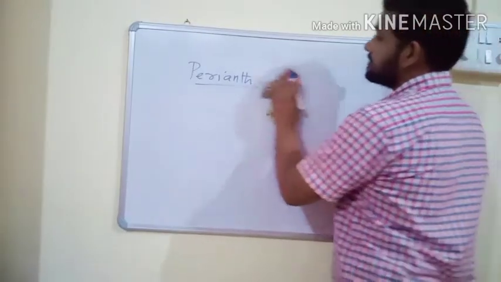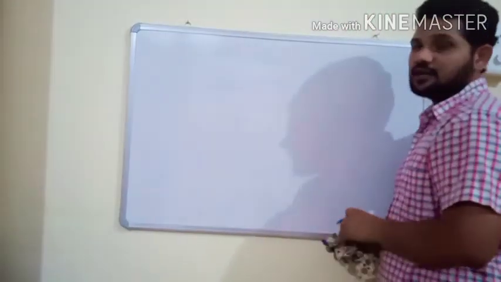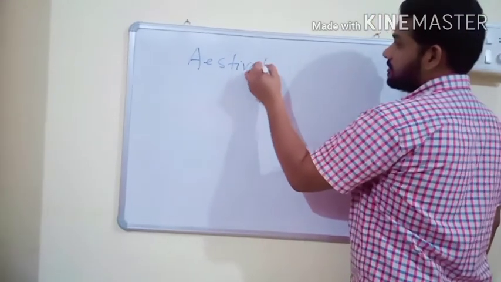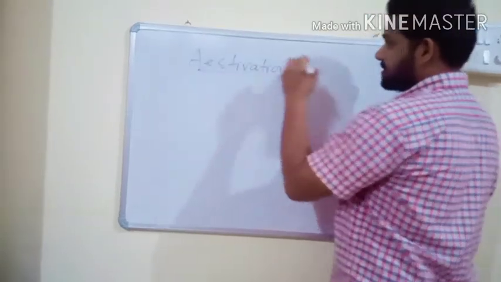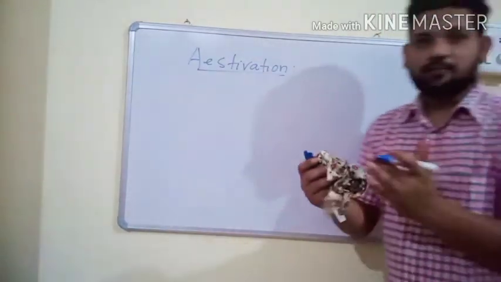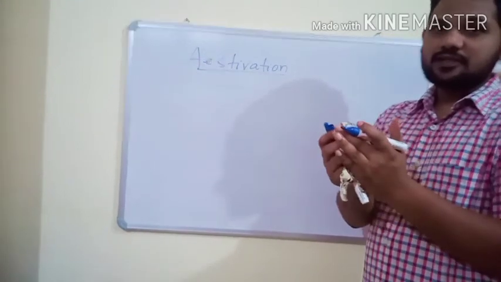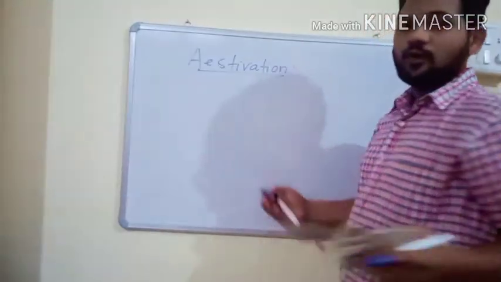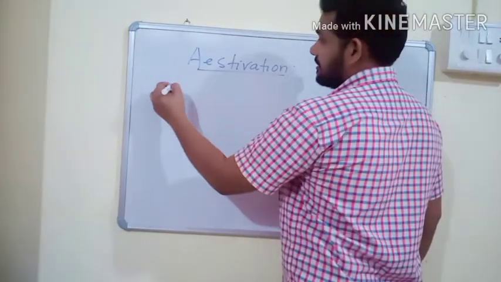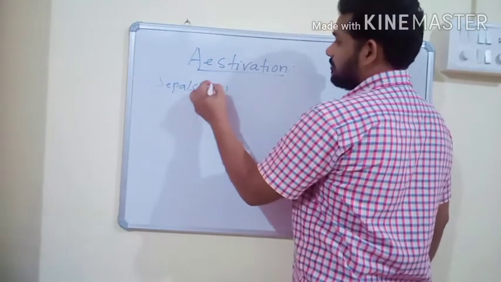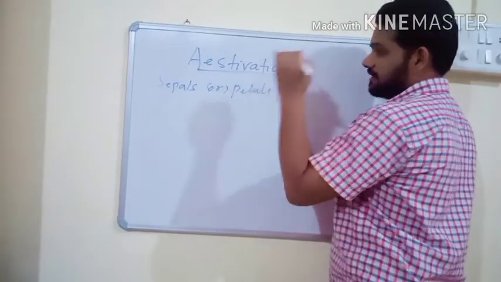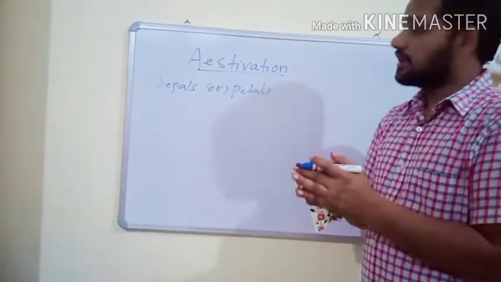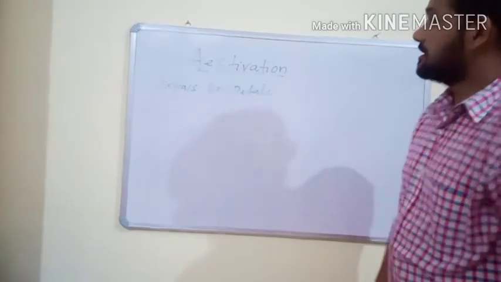The arrangement of sepals or petals with respect to each other in the same floral organ, that is called estivation. It is one of the important topics, that is called estivation. What is estivation? Calyx has more than one sepal. Corolla also has more than one petal. If all the sepals or all the petals are arranged with respect to each other in the same floral organ, then the arrangement is called estivation.